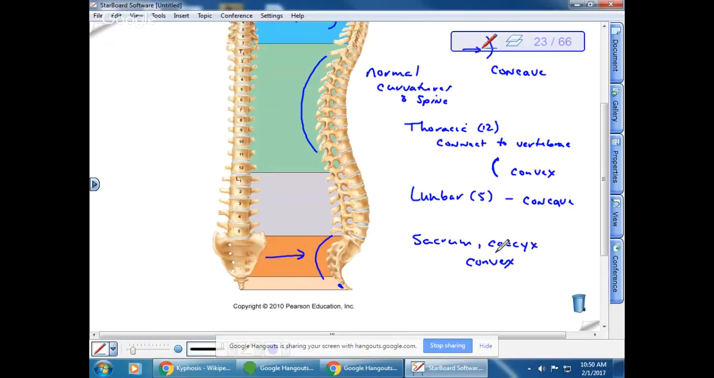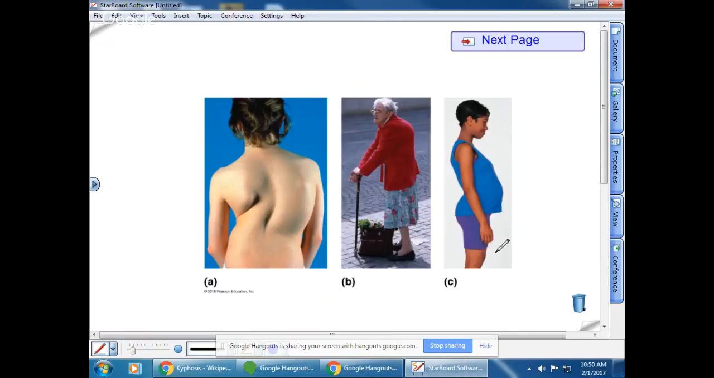Now, sometimes these curvatures do not form properly. I'm sure everybody knows about scoliosis, where the spine has an unusual lateral curvature. So this is what is referred to as problems with curvature. This is scoliosis. That's how I spell it. Is it scoliosis? Sorry, let me look it up. Okay.